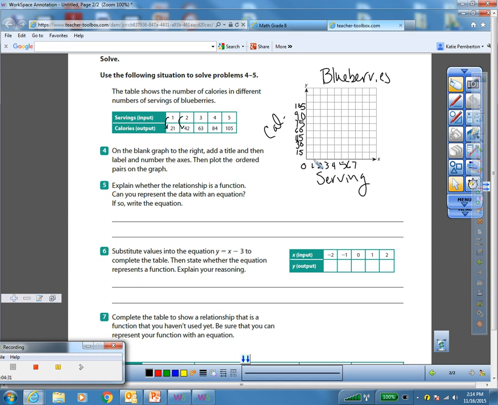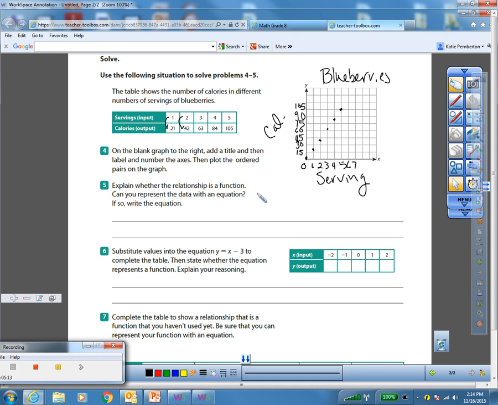So for 1 serving, let's actually start with 0. If I don't eat any blueberries, it's 0 calories. 1 serving would give me 21, so I'll kind of estimate there a little bit. 2 servings would give me 42, right beneath that 45 line. 3 servings will give me 63. 4 servings will give me 84. So again, just plotting these points. And 5 servings would give me 105, which is this line right here.